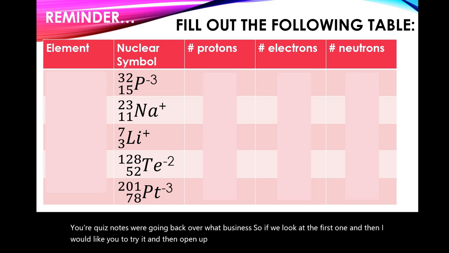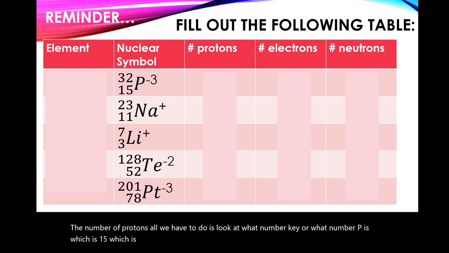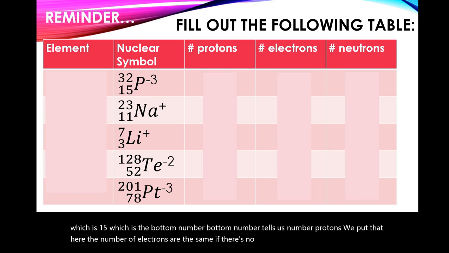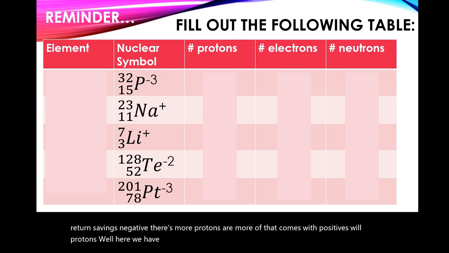So the first one, P, from the periodic table, is phosphorus. So our element is phosphorus. The number of protons, all we have to do is look at what number P is, which is 15, the bottom number. The bottom number tells us the number of protons, so we put that here. The number of electrons are the same if there's no charge. But if there's a charge, we look at the charge and say if it's negative, there's more electrons. If it's positive, there's more protons. Well, here we have more electrons by 3. So we're going to add 3 to 15 to get 18 electrons.